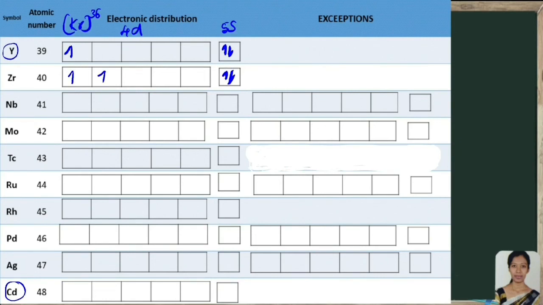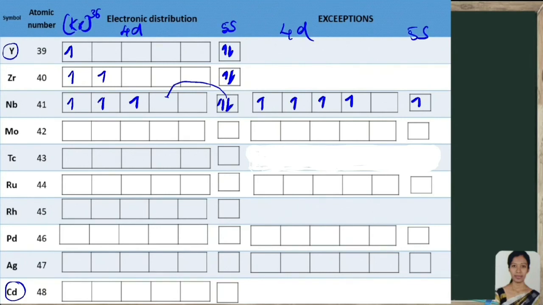Niobium with the atomic number 41, this is what we expect: 5s2, 38, 39, 40, 41, which is not true because of the half-filled and full-filled stability. One of the orbitals will be half-filled if the electron enters into this 4d orbital. That means 5s orbital will take only 1 electron, and another 4 electrons will be in the 4d orbital.